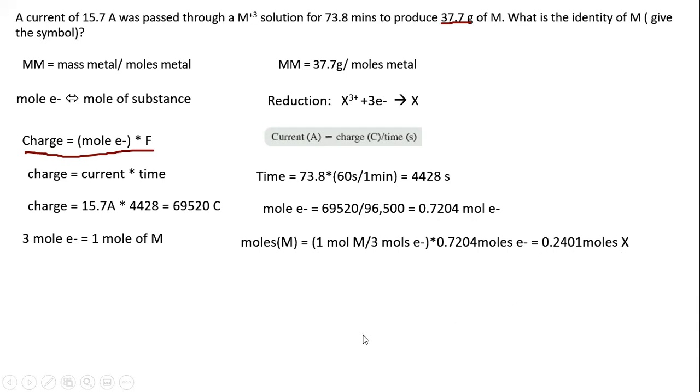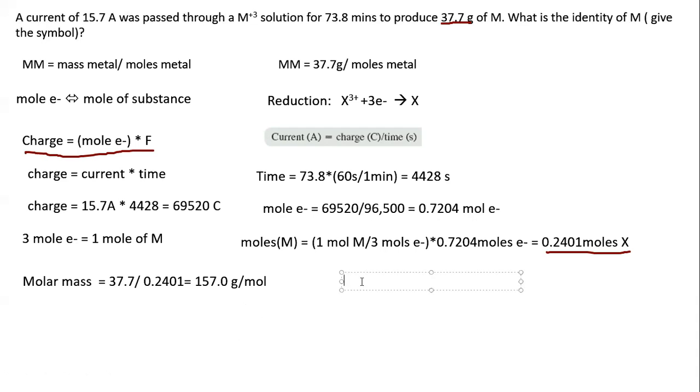Now we know the moles of the metal and the mass of the metal, we can calculate the molar mass. So this is 157 grams per mole, and if you look on the periodic table, you'll see that this is very similar to the metal gallium, Gd. So that would be the element that was used in this electrolysis reaction.